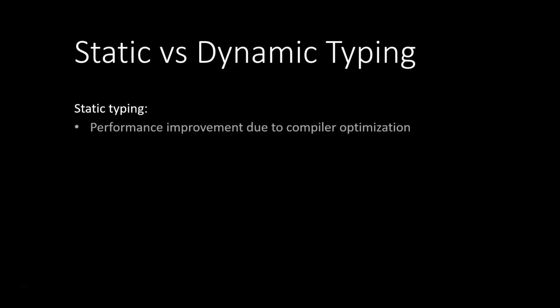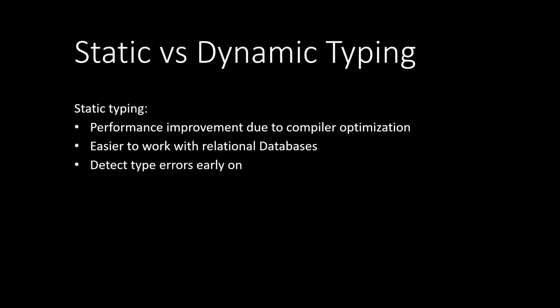Static and dynamic typing compare in similar fashion. So, static typing offers improved performance due to compiler optimizations. It's easier to work with relational databases because you also need to incorporate all the different data types there. And static typing detects type errors early on.